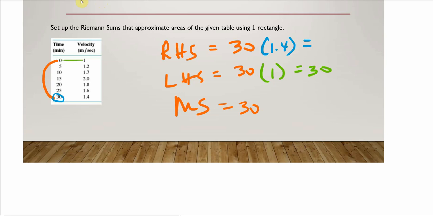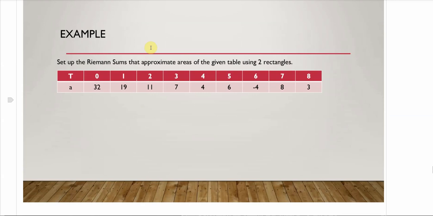Okay. Should I multiply this out? Yeah. So that's 1242. Okay. So the last one, they want the one in the middle. So who's the one in the middle? Is 15 the one in the middle? Yes. So I'm going to pick 2. That's going to give me 60. Okay. And that's it. That's how you approximate the right hand, left hand, and midpoint sums.